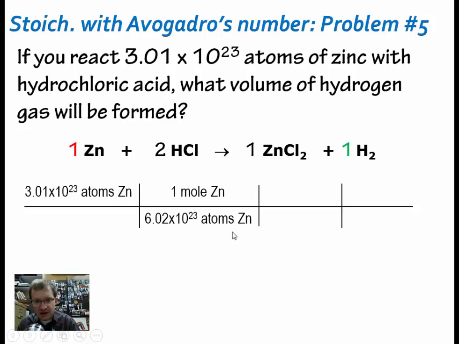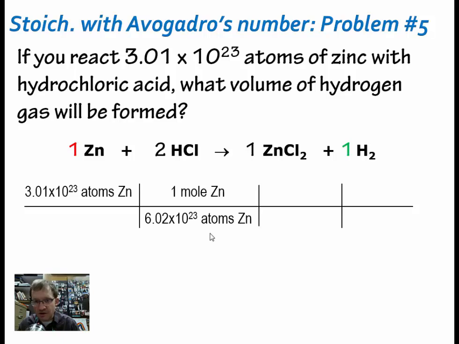Now they're on the bottom, and those would cancel out, leaving us with just moles. We're not going to stop and get an answer here because we're going to continue on with stoichiometry, but if we did get an answer, we would have an answer in moles. The next step is to find that mole ratio that connects the zinc that we're starting with to the hydrogen that we're trying to make.